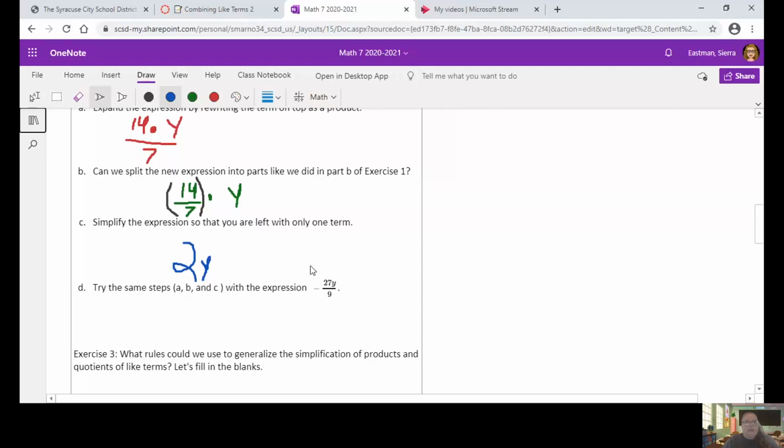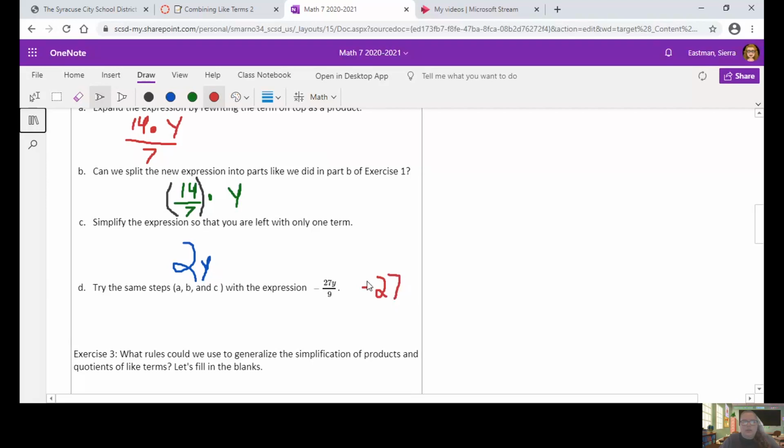Part D here is asking you to use the same 3 steps, just with another example. So I'm going to show us one more time. Our negative symbol can actually go on either one of those numbers. You could put it on the top with the negative 20 to make it negative 27, or you could put it on the bottom to make it negative 9. Either way, you would still end up with the same answer. I usually put mine on top just because that's my preference.